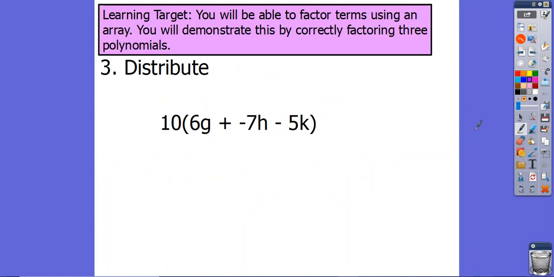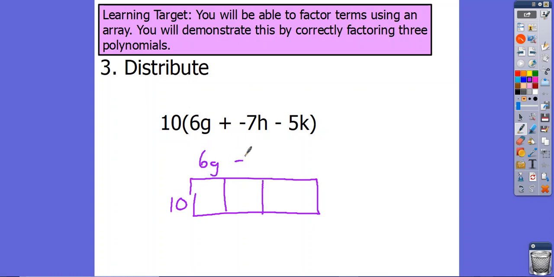Topic 3 is distributing. We did this with an array, although we could just multiply as well. There are 3 pieces inside that parentheses, so I'm going to have 3 boxes. And I'm just going to multiply each of them by this 10. So 10 times 6g would be 60g's. 10 times negative 7h would be negative 70h. 10 times negative 5k would be negative 50k.